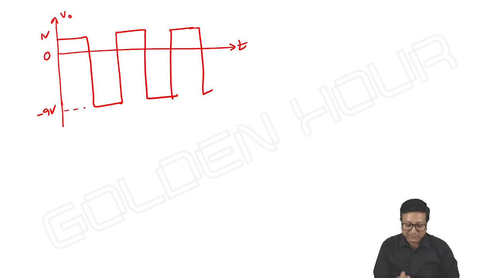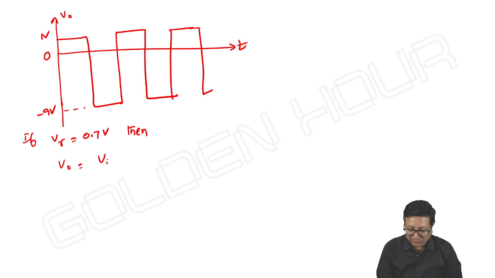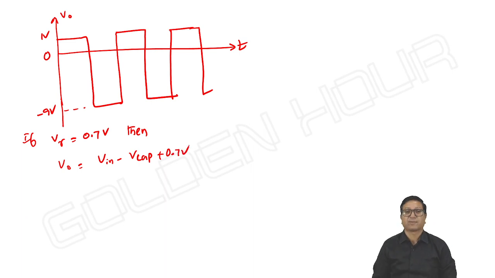Next, if V gamma is given, we are well aware of it. If V gamma is equal to 0.7 volt, then V output is equal to V in minus V capacitor plus 0.7 volts. Blindly we can write it. Okay, that's it. I'm not showing the waveforms; if you want, you can take it.